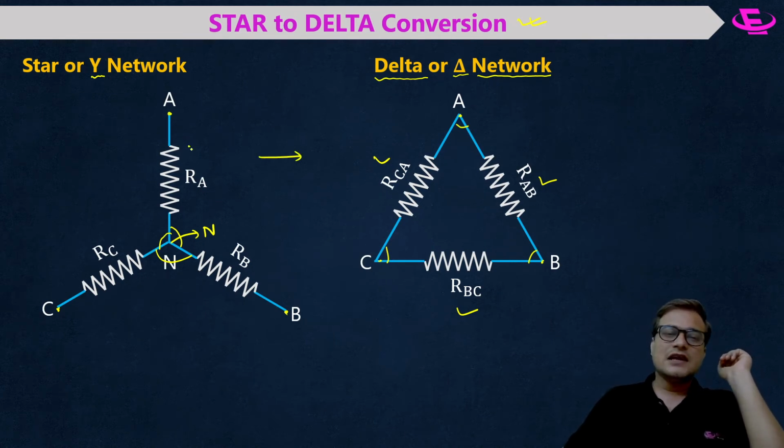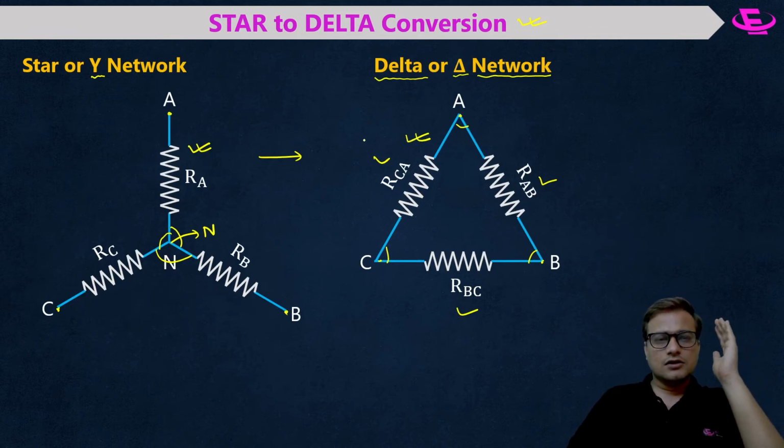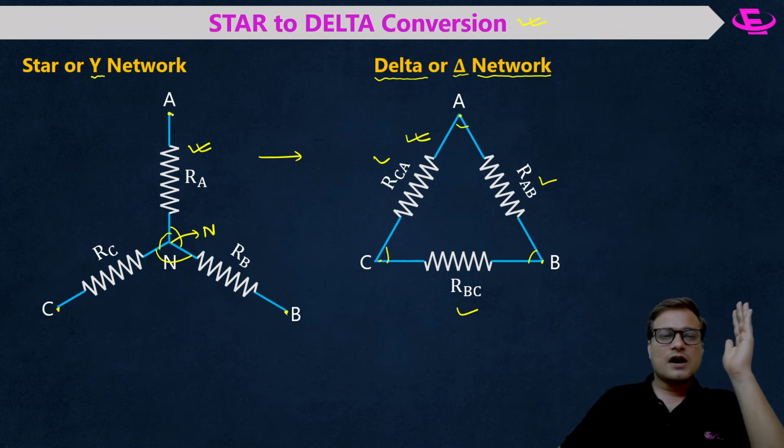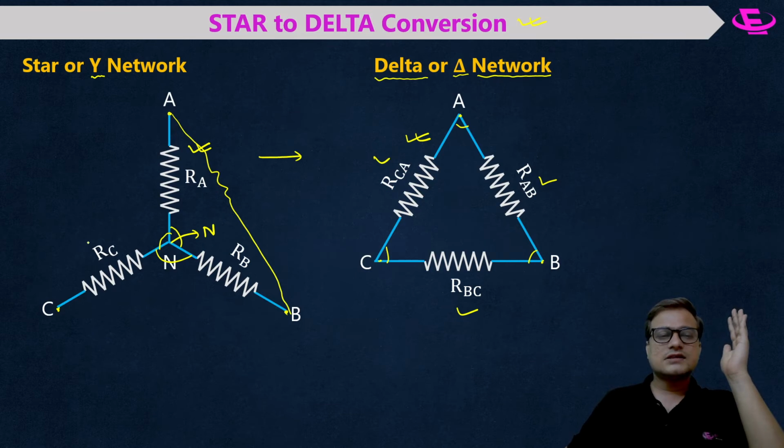That means initially a star network is given to you. You have to convert this given star into an equivalent delta. So if you convert to delta, the shape becomes like this. Here this, and here this part between A and C. That means this will be the delta network. So if you are converting a star to delta, it has been observed that the values of resistances are changed. So once the values of resistances are changed, you have to calculate these values.